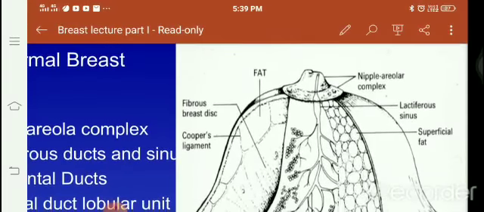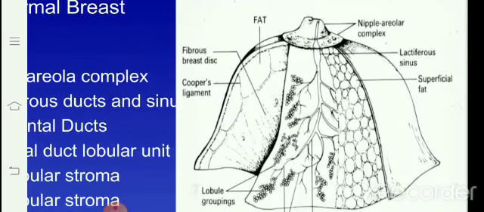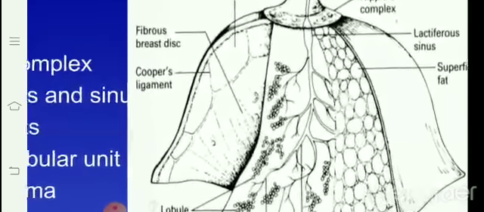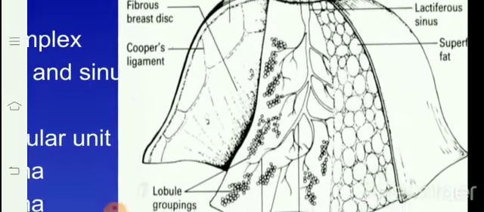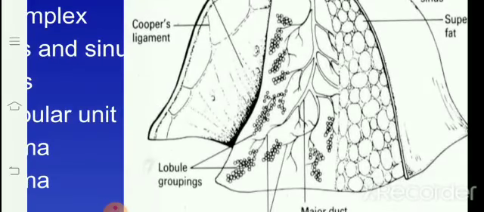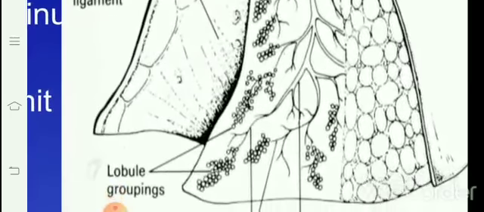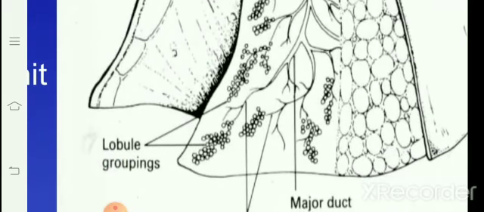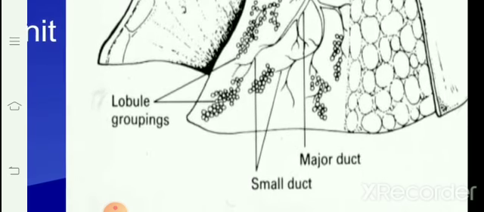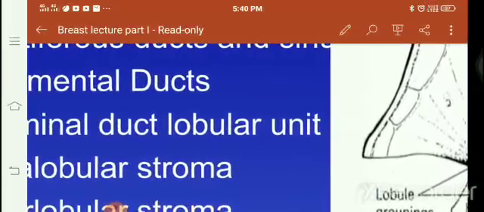Then when we go down, there are lactiferous ducts and the lactiferous sinuses, which open into the nipple. When we go further down, you can see there is a segmentation of the ducts. These are the terminal ducts, large ducts, which then divide into small ducts, and then the small lobules. They group into groups of small acini, and these terminal ducts and the acini form the terminal duct lobular unit.